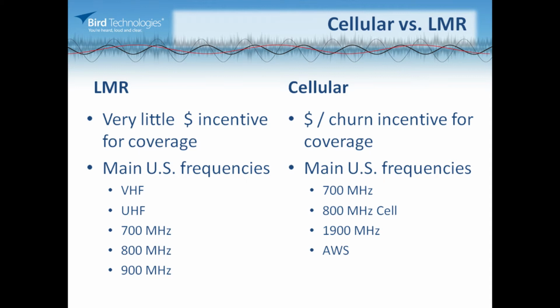On LMR, there's very little money incentive, whereas on, like we just said, on cellular, it's driven by revenue. The other thing is the main U.S. frequencies. The main U.S. frequencies for LMR public safety are below 1 gigahertz, whereas with the cellular systems, you're talking about 700, 800, 1900, AWS. So you've got a much broader range of frequency ranges to be able to cover on cellular, but on LMR, you've got lower, all under 1 gig. As was described a little bit earlier, one of the advantages of the lower frequencies is you do get better penetration and better coverage at those frequencies.